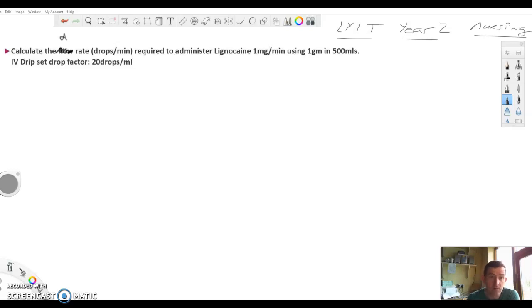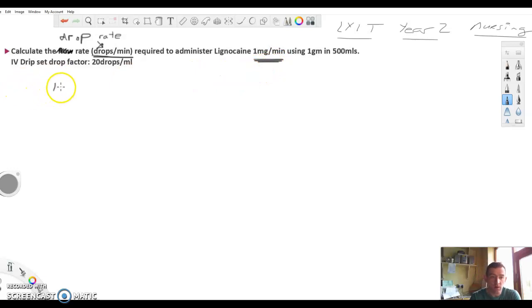Drop rate. Right, the drop rate, if you look in your notes, is drops per minute. Anyway, we need to figure out the drops per minute. That's what we're looking for. And we're told we need to figure out the amount of drops per minute that supply 1 milligram per minute.